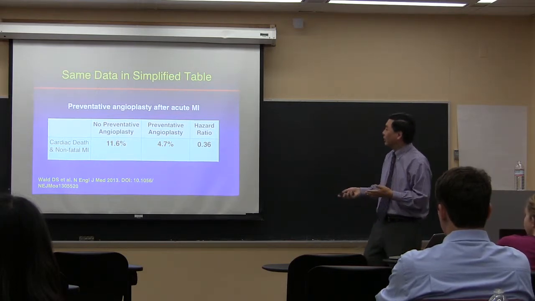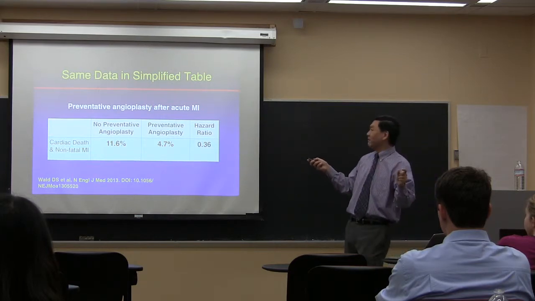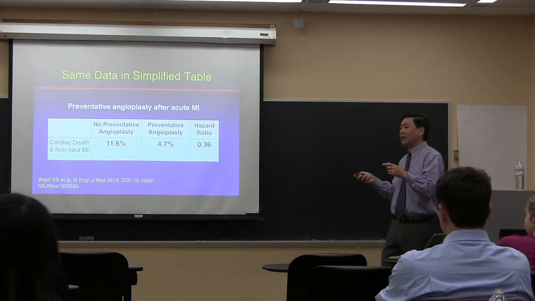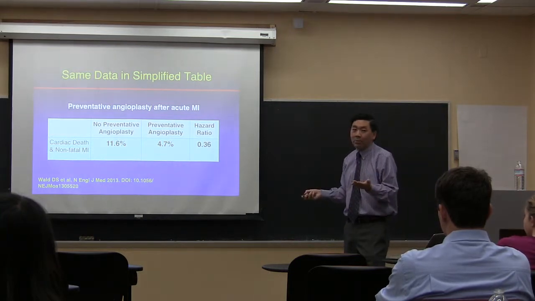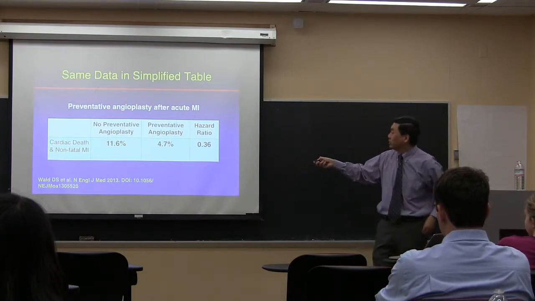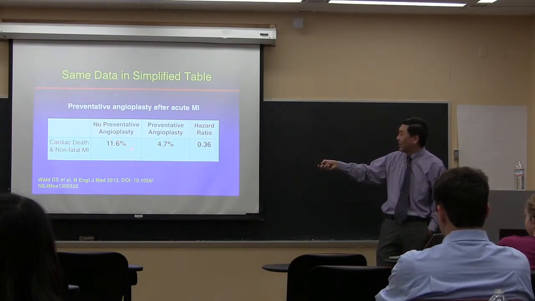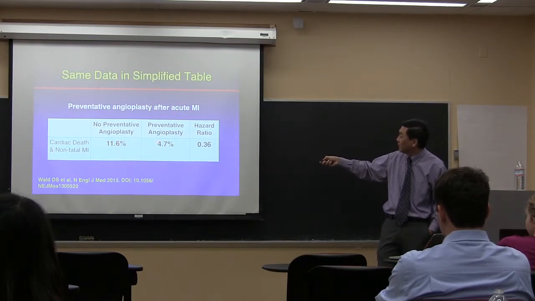You can look at it very clearly. This is a study that looked at whether an angioplasty on non-infarct vessels done at the time of an infarct leads to better outcomes. I don't want to go into details on this. And it's very simple. The outcome they were measuring was cardiac death and non-fatal MI. Those who didn't have a preventative angioplasty had this complication rate. Those who did have a preventative angioplasty had a much lower one.